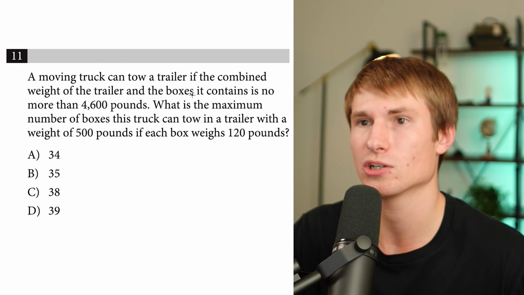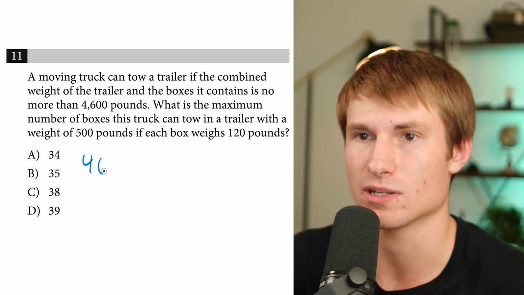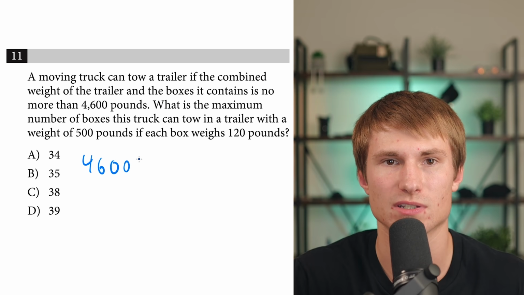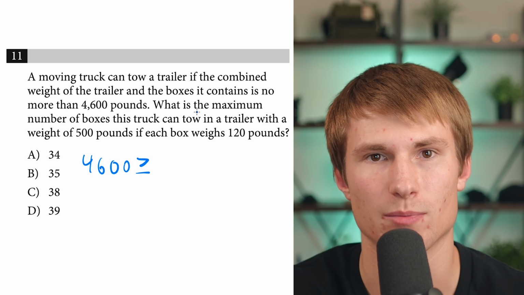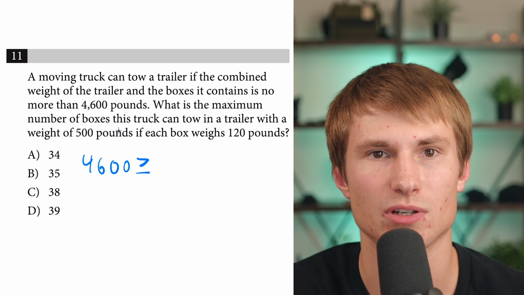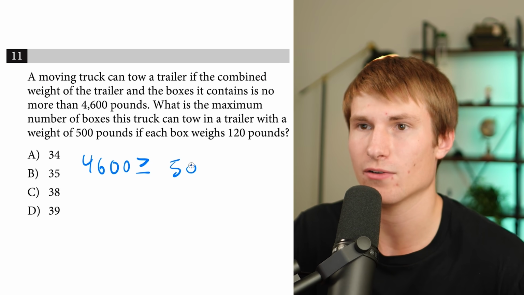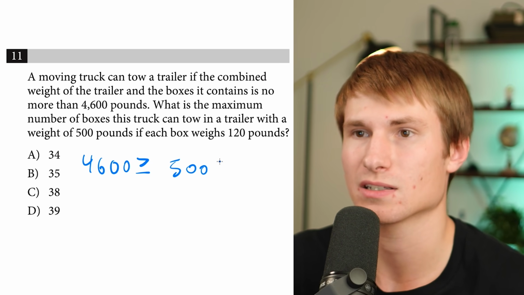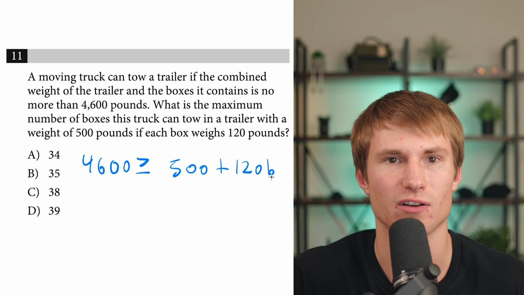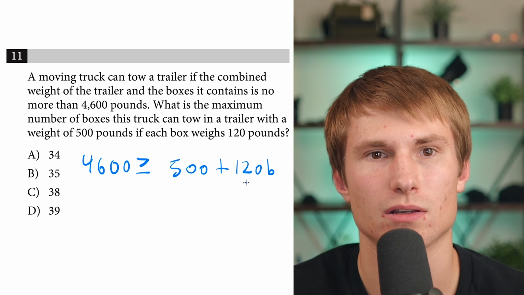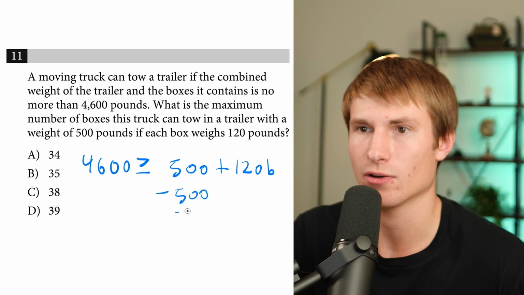A moving truck can tow a trailer if the combined weight of the trailer and boxes is no more than 4,600 pounds. Well, that means that 4,600 pounds must be greater than or equal to the combined weight of the trailer and the boxes. Now, what is the maximum number of boxes this truck can tow in a trailer with a weight of 500 pounds if each box weighs 120 pounds? So we'll use B for the number of boxes. Now we have to keep in mind that we just have to solve for B. So we'll just subtract 500 from both sides.